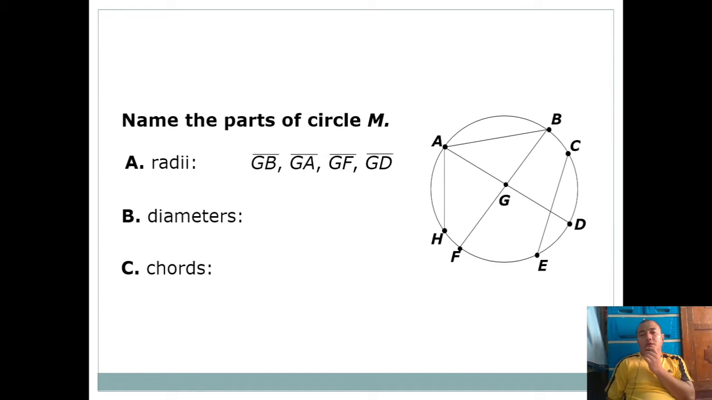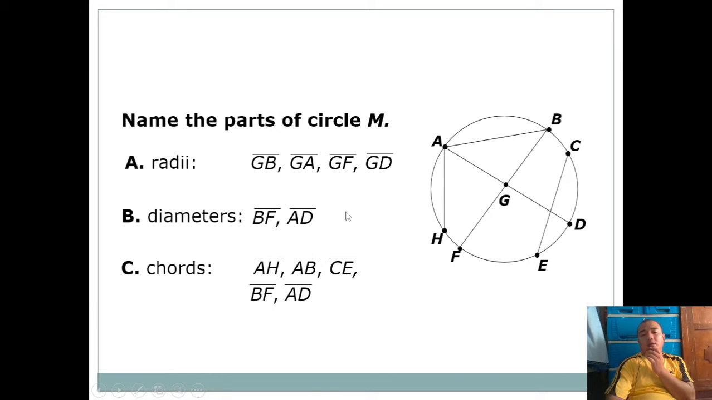We have line segment GB, line segment GA, line segment GF, line segment GD are the radii of the circle G. How about the diameters? We have 2, line segment BF and line segment AD. Chords, we have 5: line segment AH, line segment AB, line segment CE, and line segment AD and BF. BF and AD are diameters. At the same time, they are chords. So diameter is the longest chord of a circle.